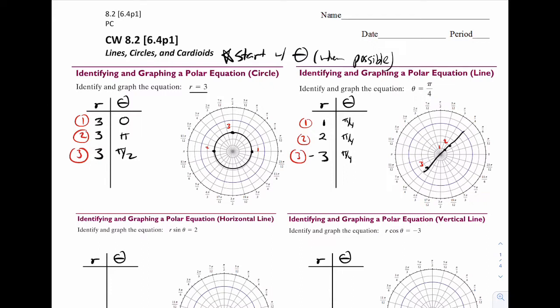And look at that. It's just a straight line. And that makes sense because they're all going to land on that pi over 4 line. And don't forget your arrows. The arrows indicate they go on forever, so you don't want to forget to include that. Okay, first two are already done.